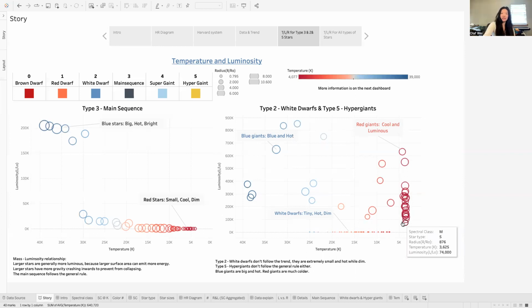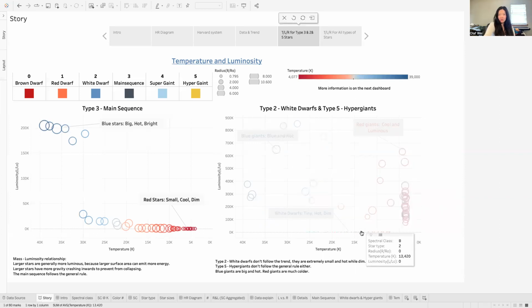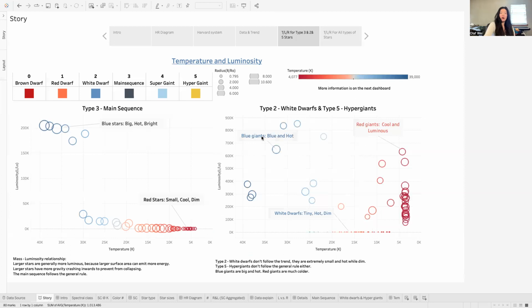And then for hypergiants, all of these are hypergiants. You see they're very big. Their radius is much bigger than the tiny white dwarfs. So you can see here the blue and hot. The blue giants are usually blue and hot, and red giants are usually cool and luminous. They don't really follow the mass-luminosity relationship. And that's basically just explaining these 2 dashboards, the relationships between different types of stars.